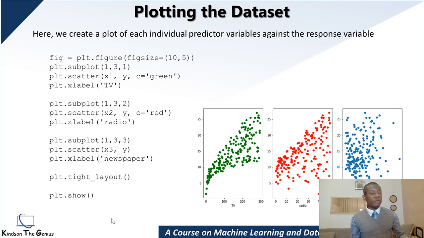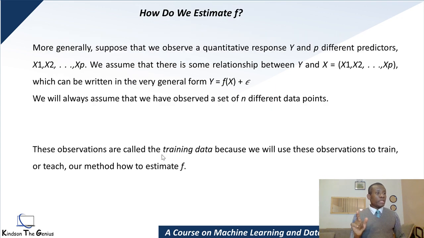Remember, we are talking about regression, and for now, what we are doing is trying to understand our data set. The next thing we are going to do is to try to estimate the function that relates the budget for TV to the sales. We also try to estimate the function that relates the budget for radio to sales, and the function that relates the budget for newspaper to sales. That function is f of x, or f of x1.